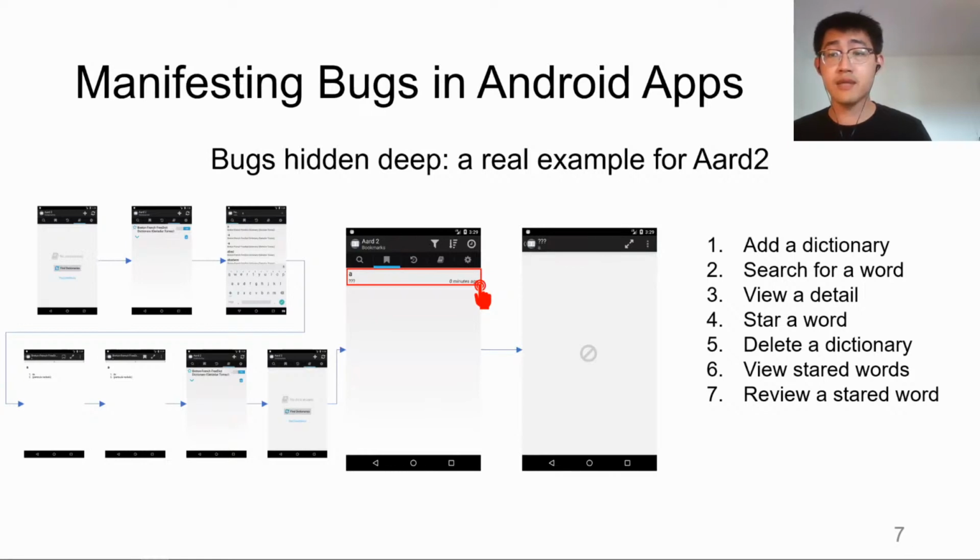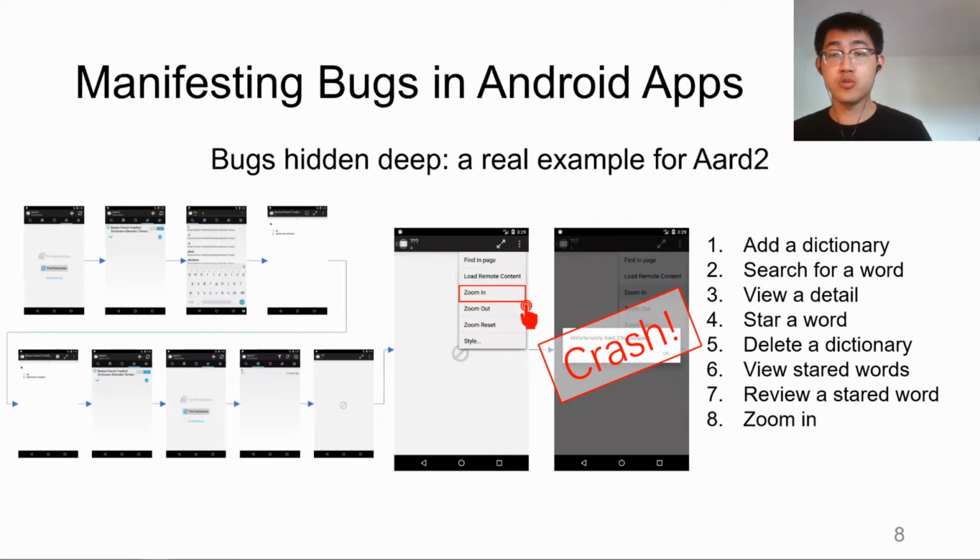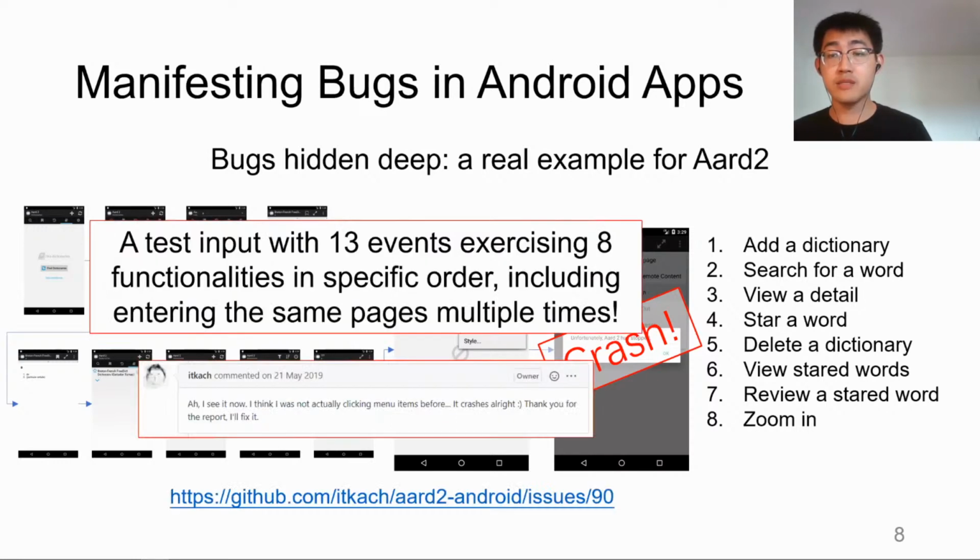However, if the user has starred a deleted word, he can still find it in the Starred Words tab, and by clicking it, the detail page still shows with nothing displayed since the content has been deleted. In the detail page, the user can choose to zoom in the page for a better look. However, since now the content is null, clicking the zoom in button crashes the app. As you can see, to manifest this bug, we need a test input with certain events exercising 8 functionalities in specific order, including entering the same page multiple times.